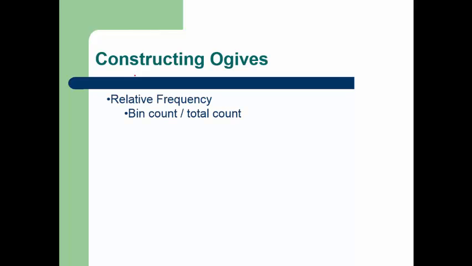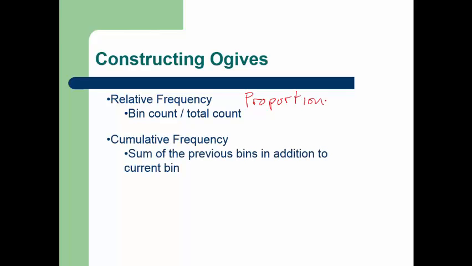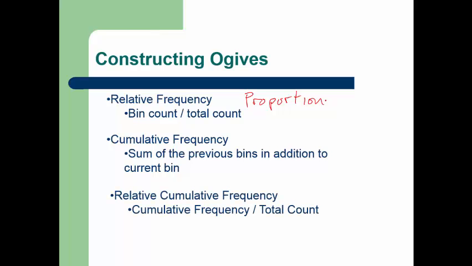To construct these, we want to consider what our relative frequency is, which is just a big fancy way of saying the proportion of observations. And we'll see how all this plays out in just a second. Cumulative frequency, well, when things accumulate, you add them up. So you are summing things up as you go through your list. And then relative cumulative frequency is basically adding up the proportions.